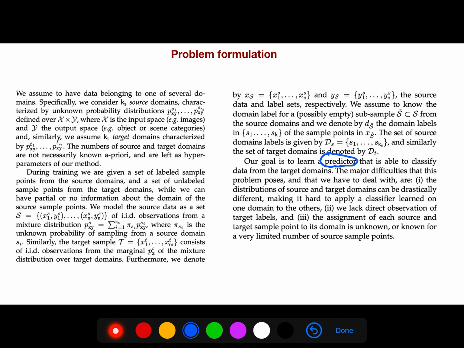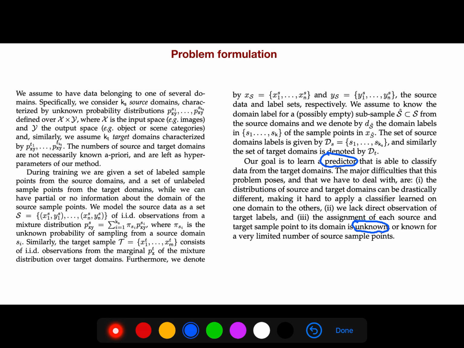The major difficulties that this problem poses and that we have to deal with are that the distributions of source and target domains can be drastically different, making it hard to apply a classifier learned on one domain to the others. We lack direct observation of target labels, and the assignment of each source and target sample point to its domain is unknown. Because sometimes the domains are not explicitly given, so we should discover them using that latent variable.